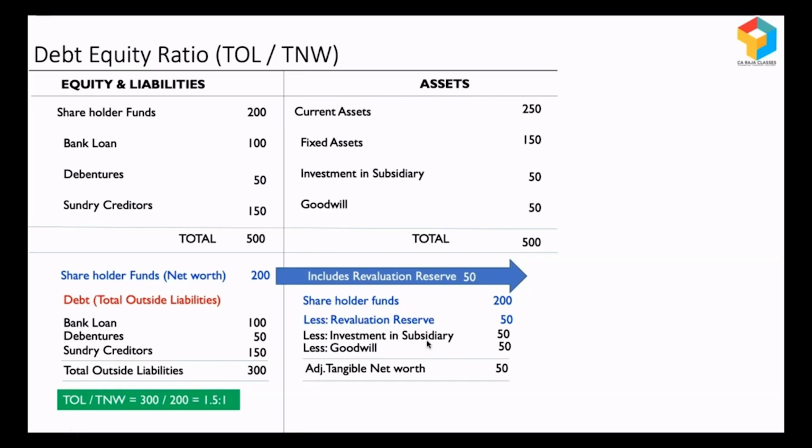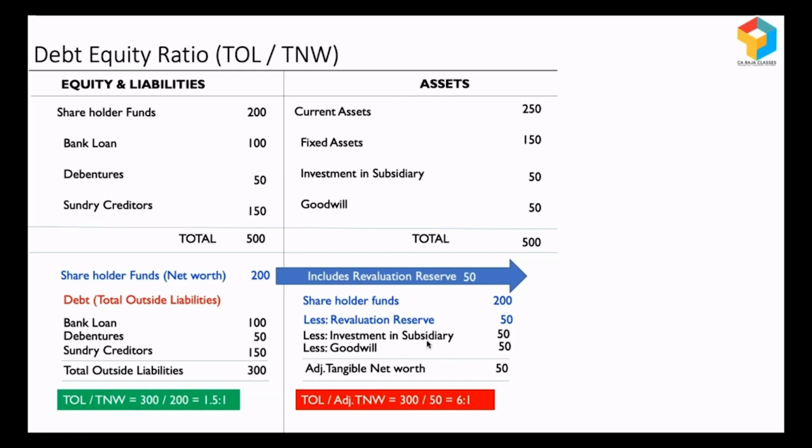Okay, now let us calculate this modified debt equity ratio. We know debt is 300. Okay, we'll take debt, that is TOL, in the numerator, and in the denominator, instead of net worth, we'll have adjusted tangible net worth. So 300 by 50, and the ratio is 6:1. So look at the difference. TOL by TNW, it is 1.5:1. Okay, it looks like a wonderful ratio, but if you want to see the real face of it, you have to go deeper, and here you can see TOL by adjusted TNW is 6:1.